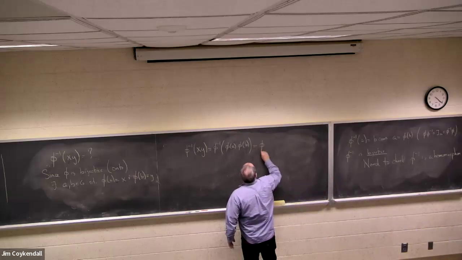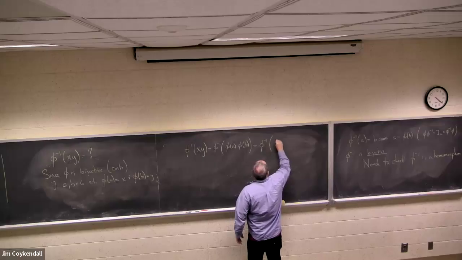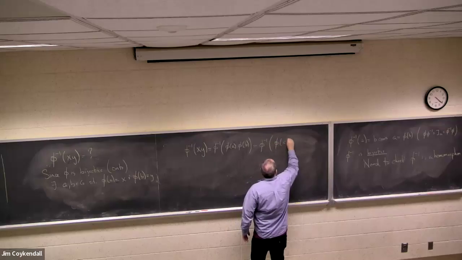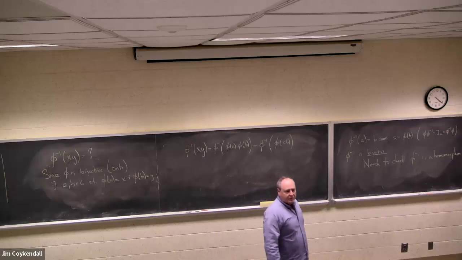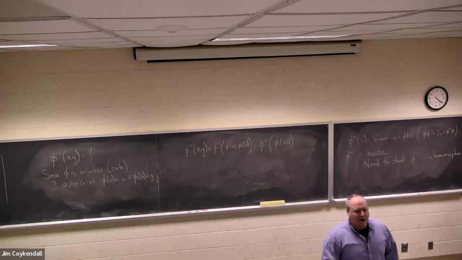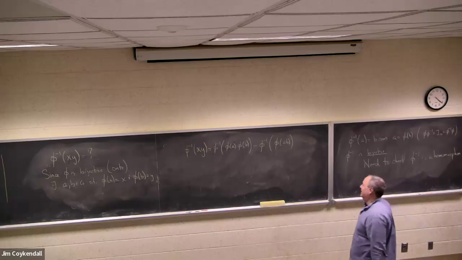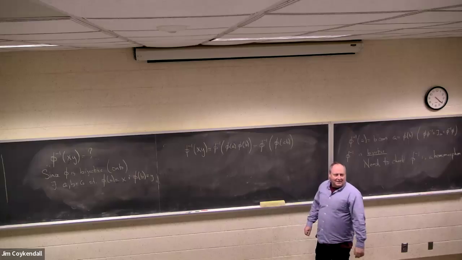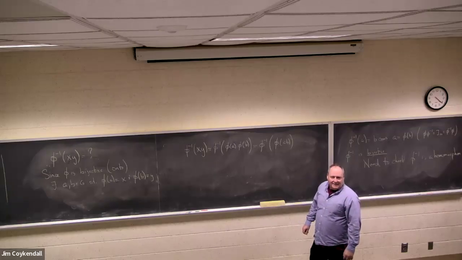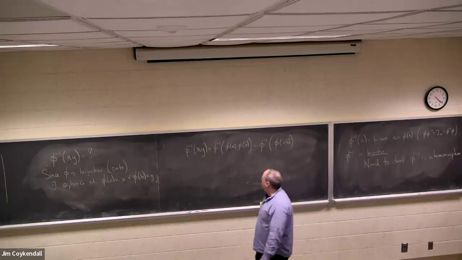This is actually phi inverse of phi of AB, because phi is a homomorphism. Oh, and now I totally got this one, right? Because what happens when I do phi and phi inverse? It should just give me AB back.